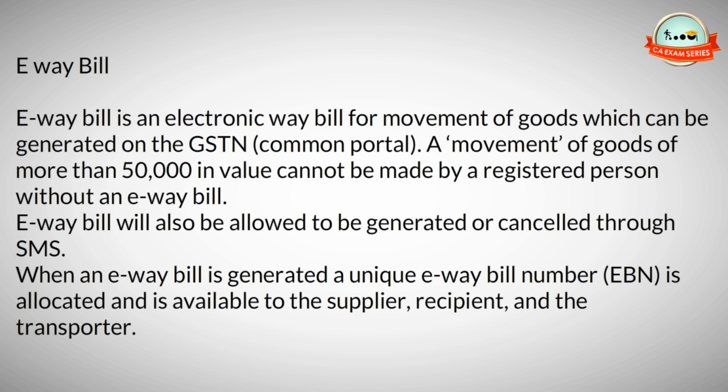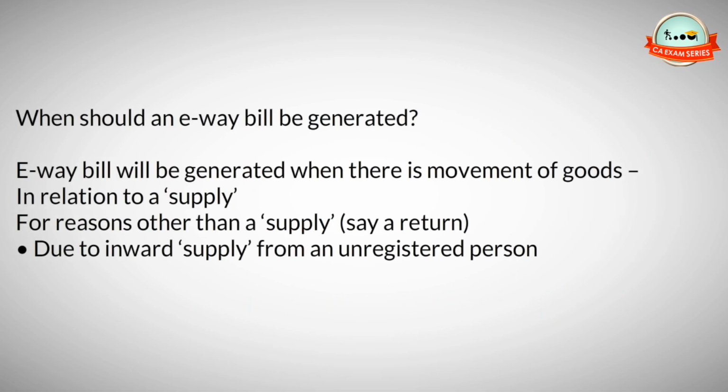E-way bill. An e-way bill is an electronic waybill for movement of goods which can be generated on the GSTN common portal. A movement of goods of more than 50,000 in value cannot be made by a registered person without an e-way bill. An e-way bill will also be allowed to be generated or cancelled through SMS. When an e-way bill is generated, a unique e-way bill number, EBN, is allocated and is available to the supplier, recipient, and the transporter.